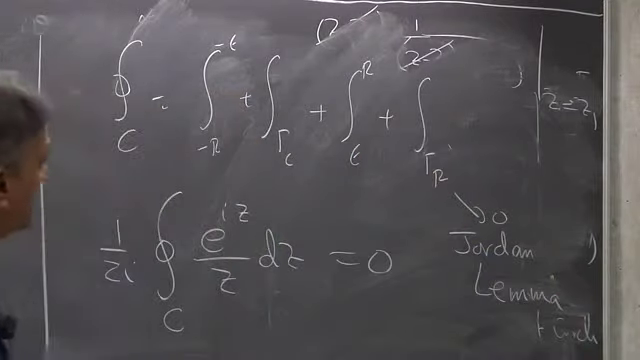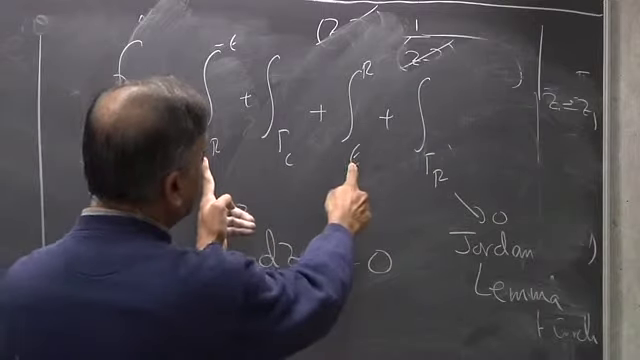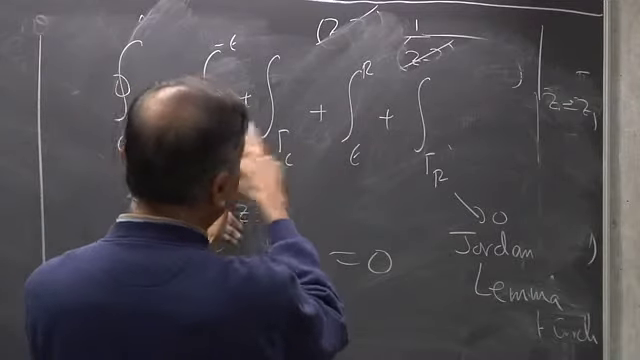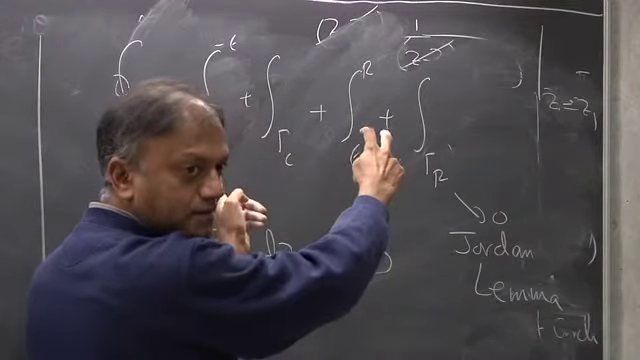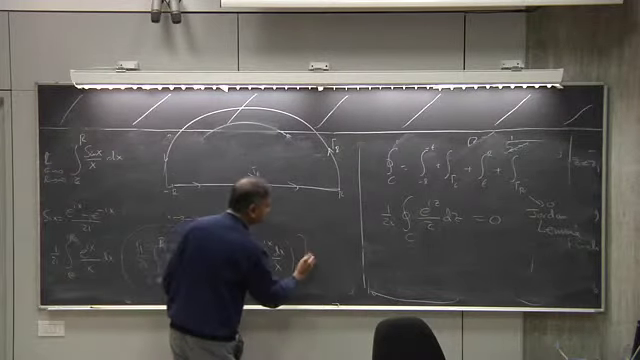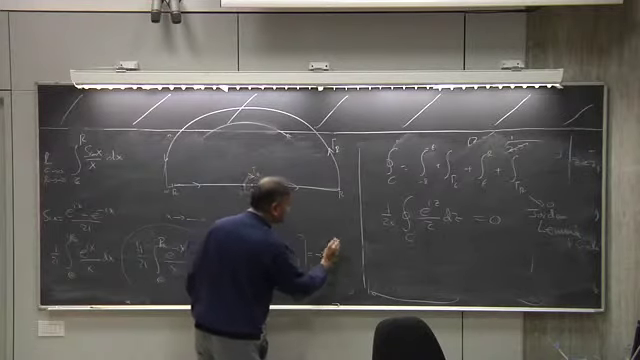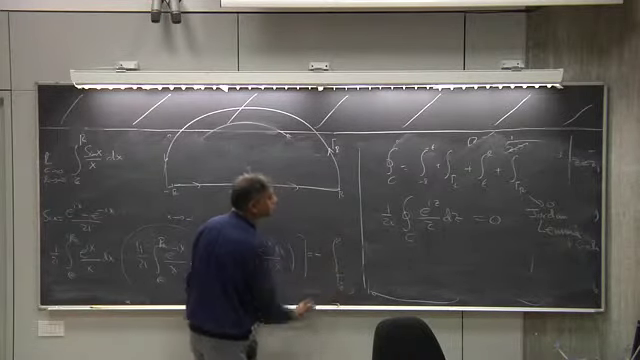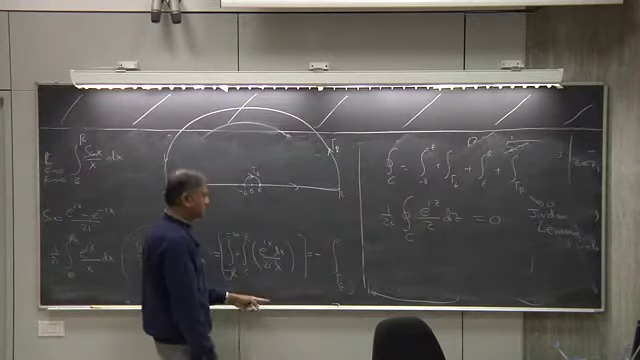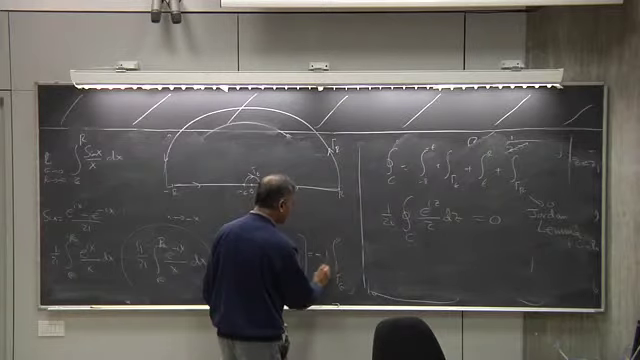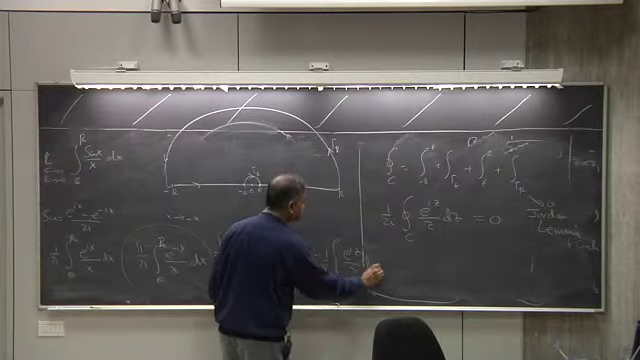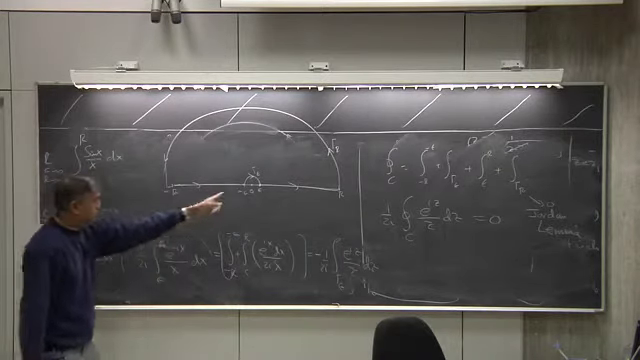This is 0 by Jordan's lemma. So that means this integral plus that integral must be equal to minus that integral. Now, we are interested in calculating this plus that. So what this is saying is that the integral we are interested in is equal to minus the integral over gamma epsilon of this quantity, 1 over 2i e to the iz over z dz, over this circle.